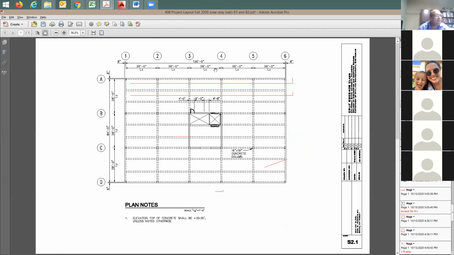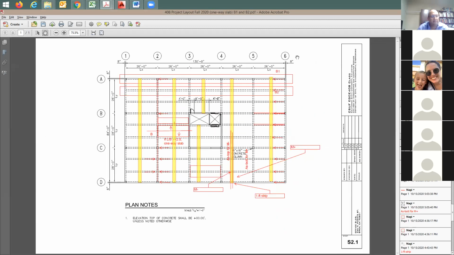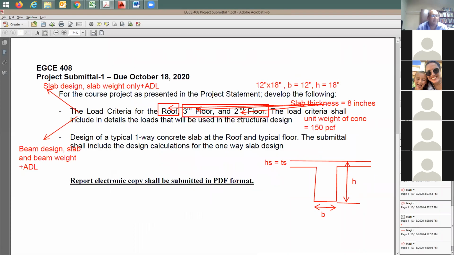So for this first submittal, we're just focusing on the loading, and we're using the slab thickness and the beam dimensions that you gave us, that we just assume those? Yes, consider that in your analysis. Okay, thank you. No problem. Are you good?